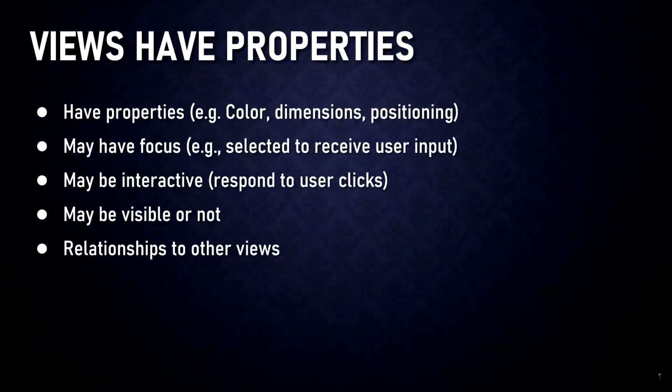Views can have different properties, right? It can have color, dimension, position that you have to set. So you can set all these attributes in your view to make it more interactive with the user. It may also have focus, so that if the user selects that view, you can receive some user input. It could also be interactive, so it should respond to the user's click. That's what we call an event. It may be visible or not. The relationship to other views, we can also set that.